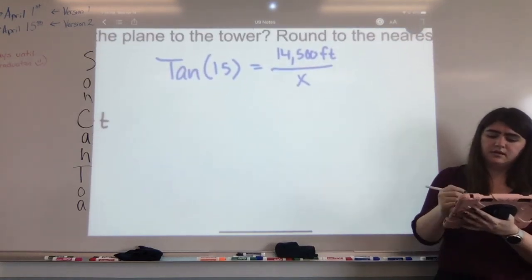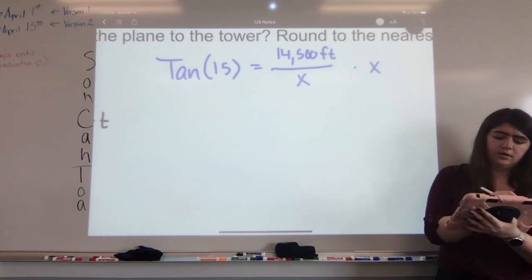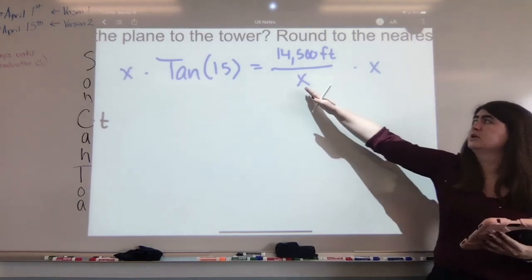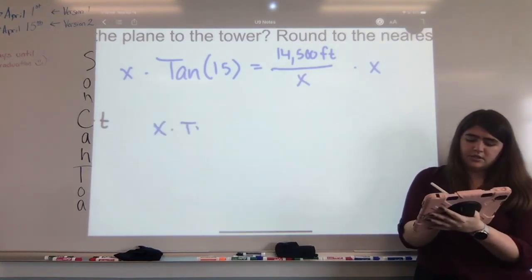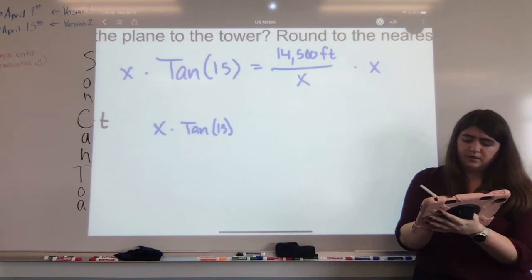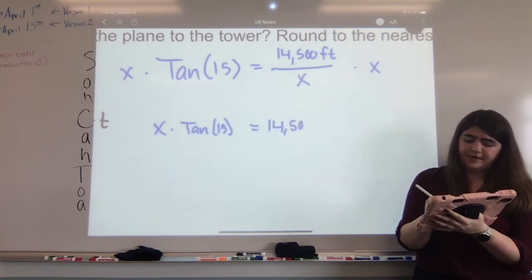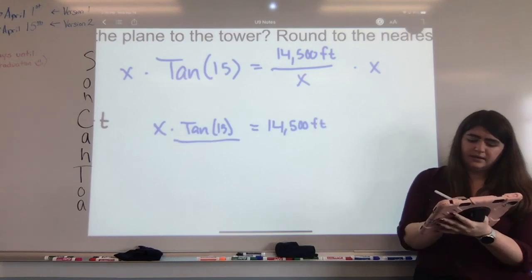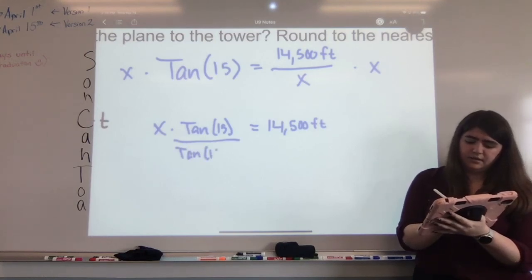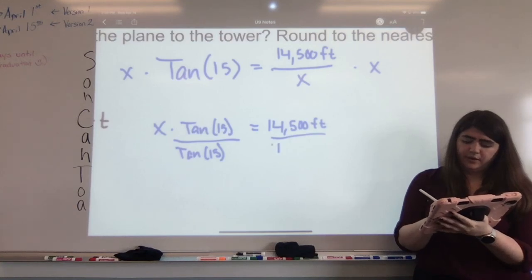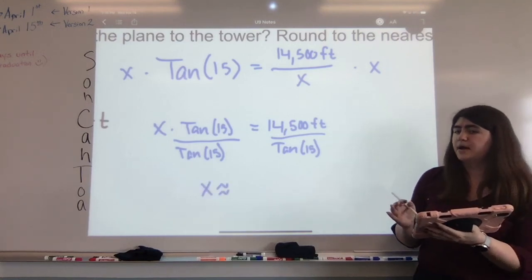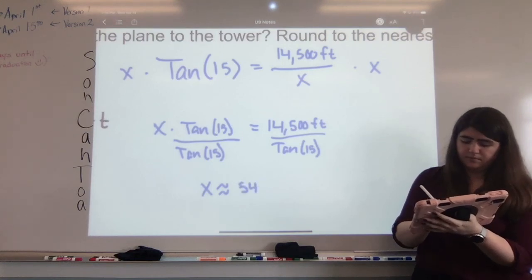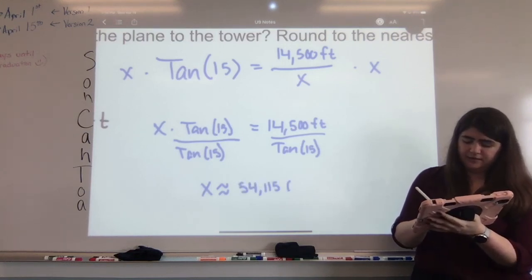I'm going to zoom in here again. We're going to solve the exact same way. We're going to multiply both sides by x to cancel out our x on the bottom of our fraction. Then we have x times the tangent of 15 degrees is equal to 14,500 feet. We're going to divide the tangent of 15 out from both sides. We're still in degrees, by the way. And in doing so, that gives me that x, or our horizontal distance, is approximately 54,115 feet.